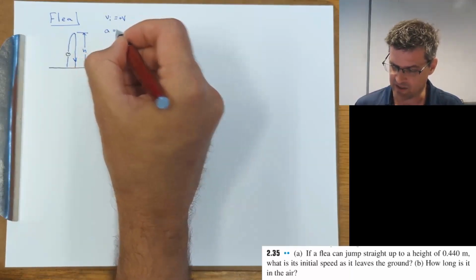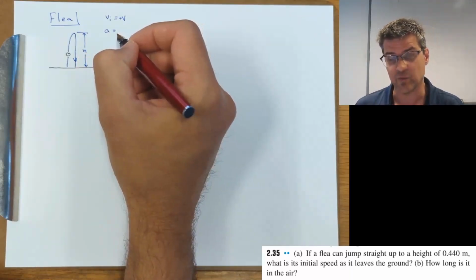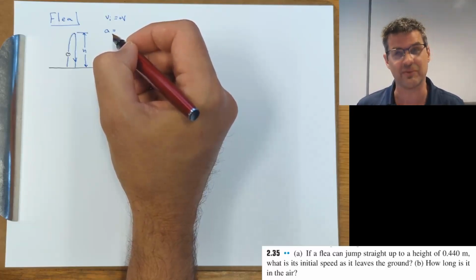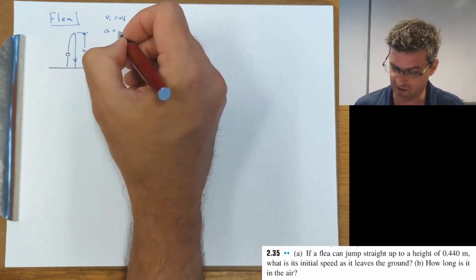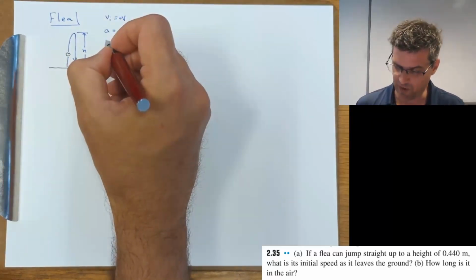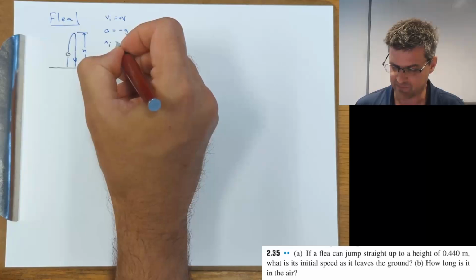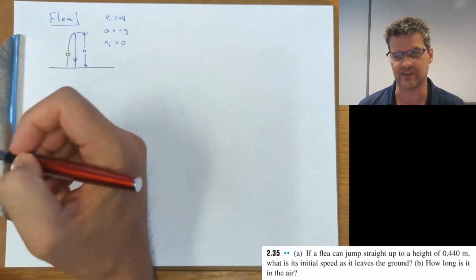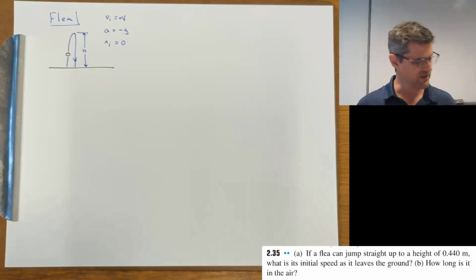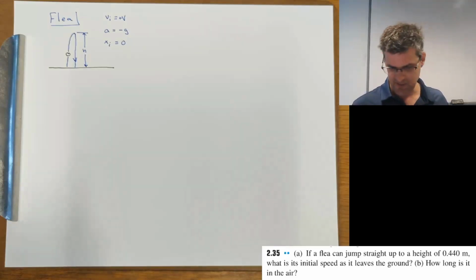Is there an acceleration? Yeah. Once the flea is off the ground, nothing is influencing it except the gravitational attraction of the Earth. So the acceleration is minus g. Where does it start? At a height of 0. So using this kind of information, we can go to our kinematic equations.